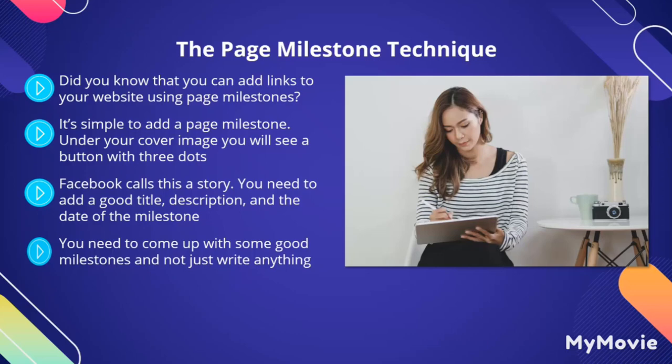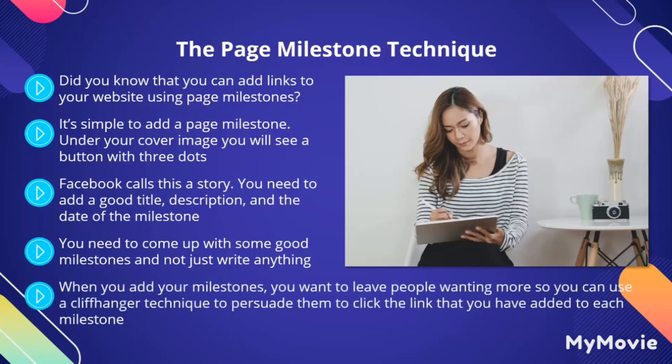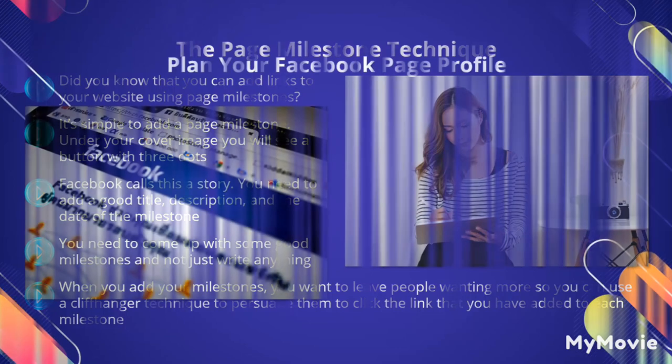We will cover your backstory in the next video. When you add your milestones, you want to leave people wanting more, so you can use a cliffhanger technique to persuade them to click the link that you have added to each milestone. For example, you could tell them how you made your first few dollars online, and then tell your visitors that they can see more details by clicking the link.